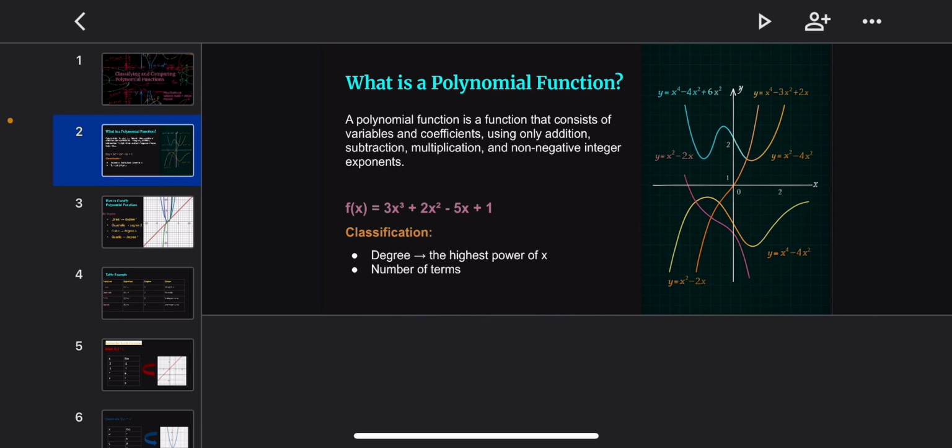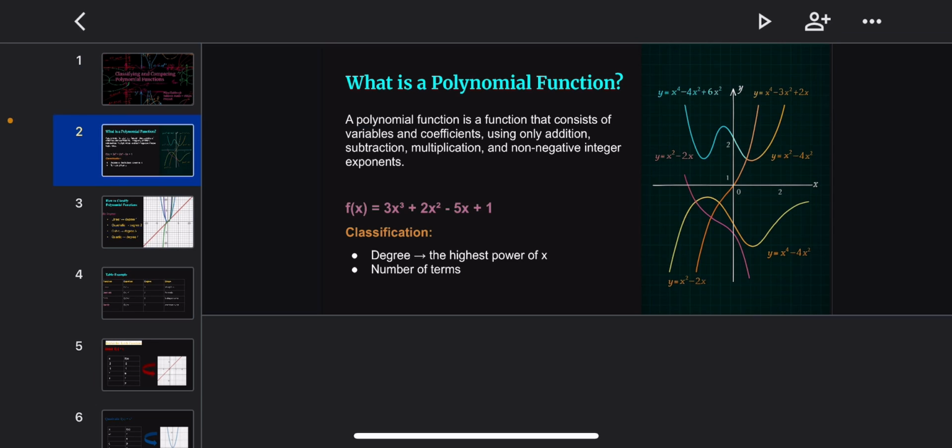What is a polynomial function? It's a function that consists of variables and coefficients using only addition, subtraction, multiplication, and non-negative integer exponents. What that means is that the exponent, which is the power, cannot be a negative exponent or a fraction. It has to be a whole positive number.